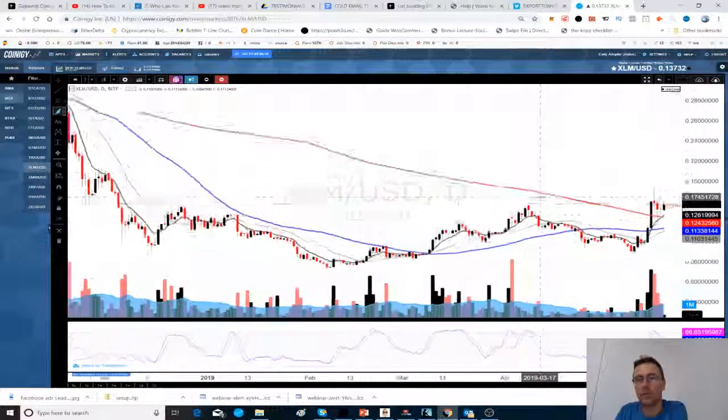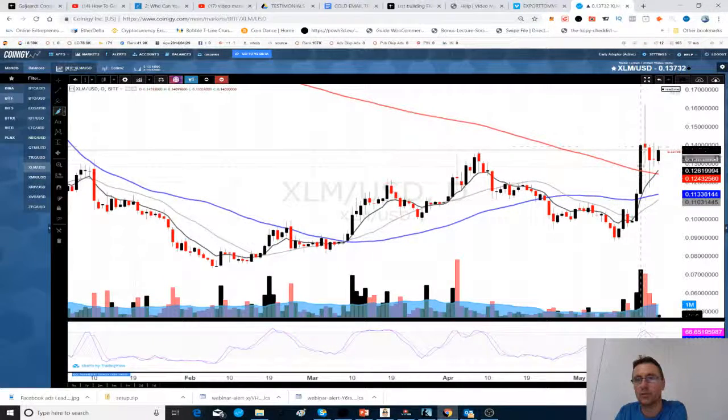But one thing I will say about the candle here as well with Stellar Lumens is that we've had two monster breakouts and then we had indecision. This is a spinning top. So this basically means that there was a big argument between the bulls wanting to buy and then the bulls taking profit and the bears wanting to sell and opening short positions.